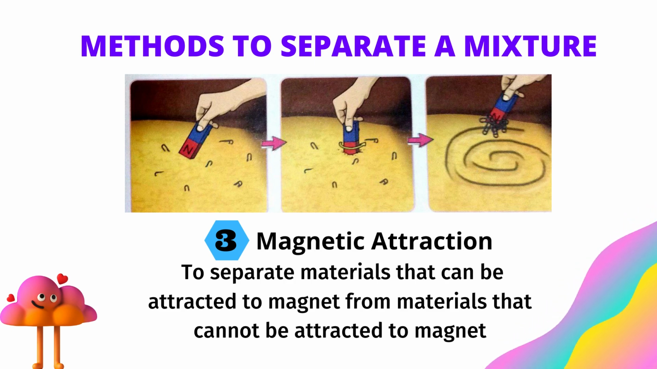magnetic attraction. Why did he use a magnet? It is because paperclips are the materials that are attracted to magnet. So, we can use magnetic attraction to separate material that can be attracted to magnet from material that cannot be attracted to magnet. Example, sand and paperclips.